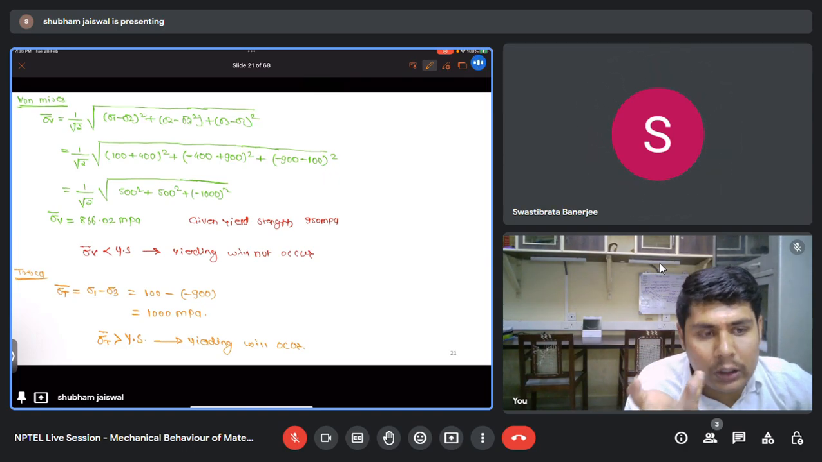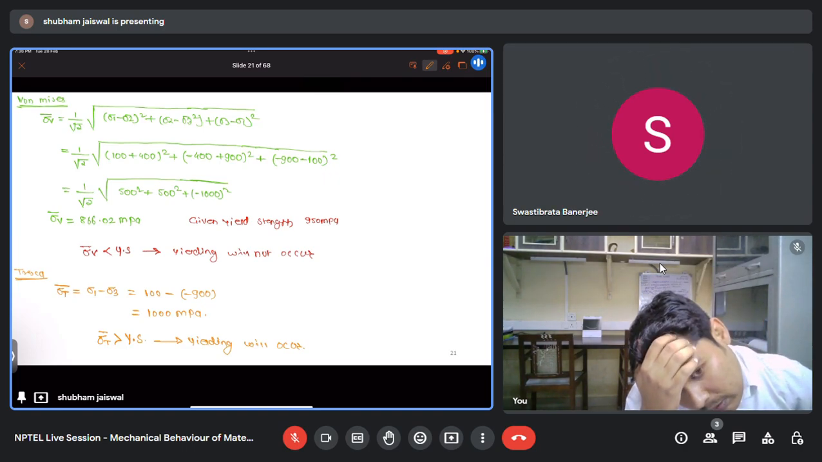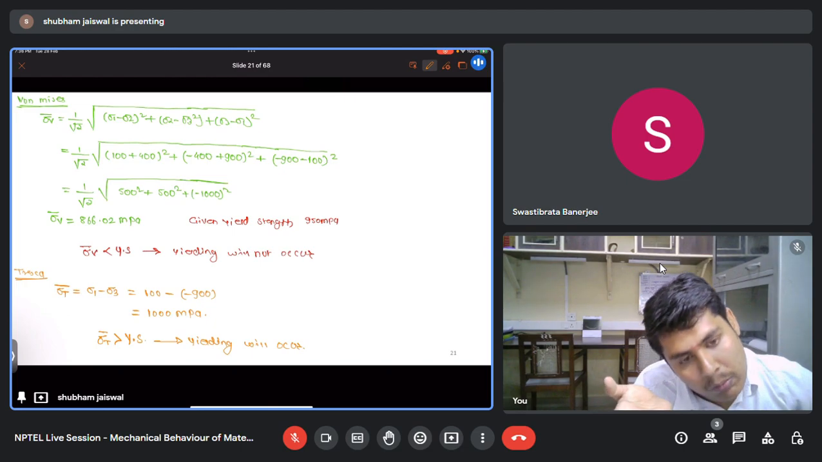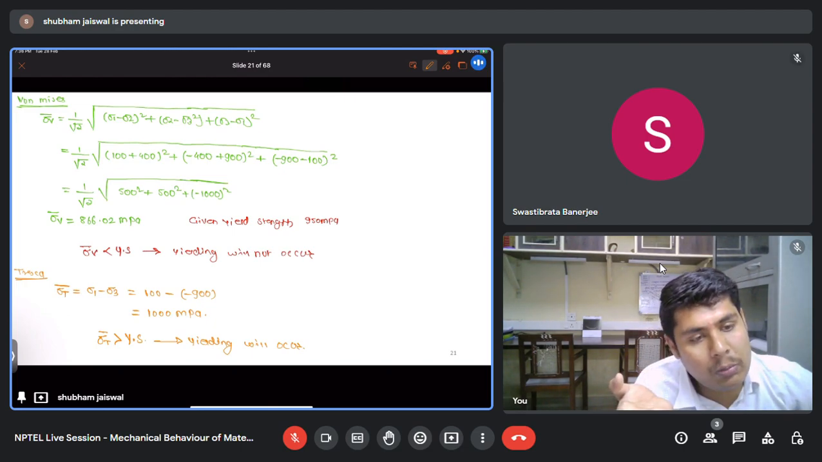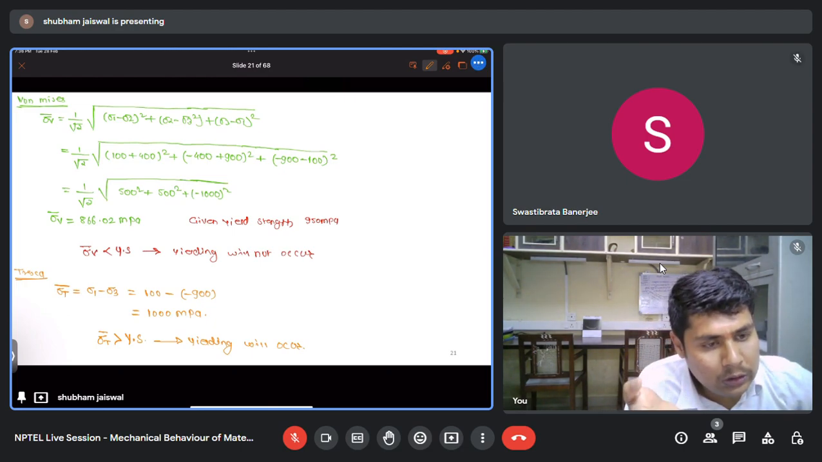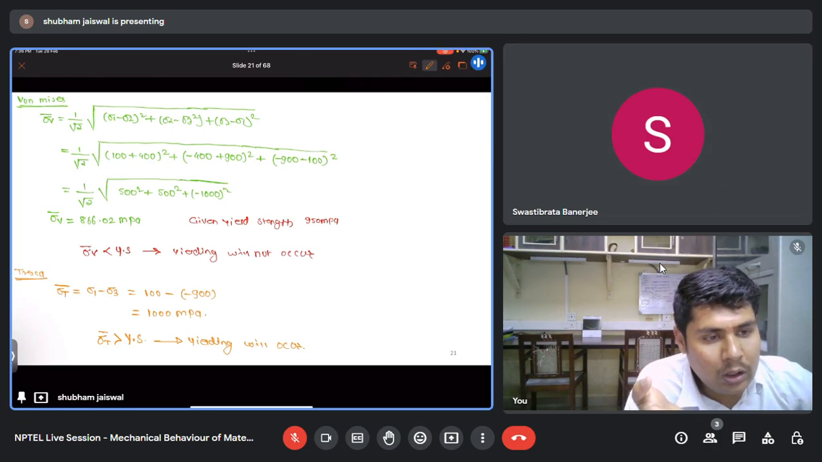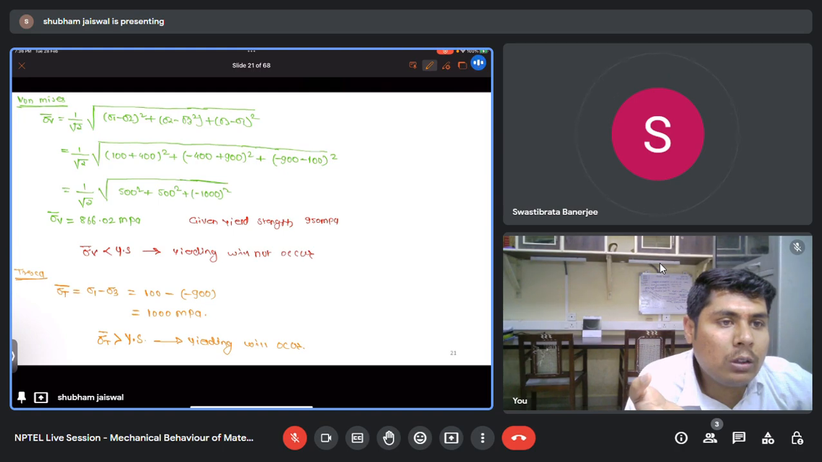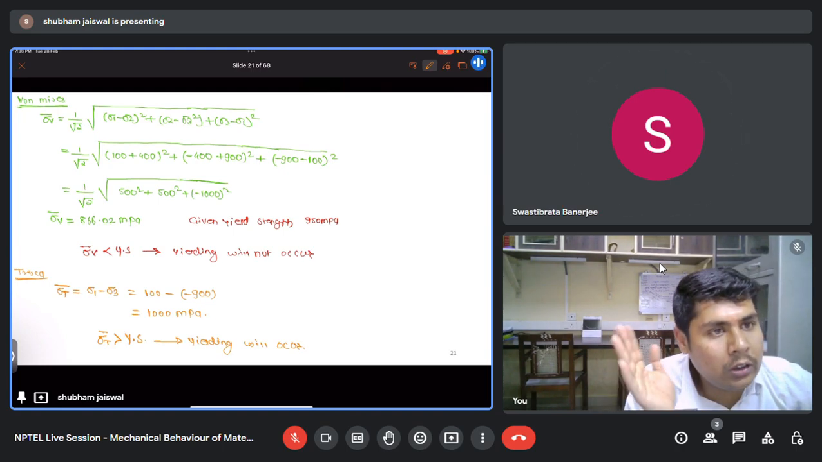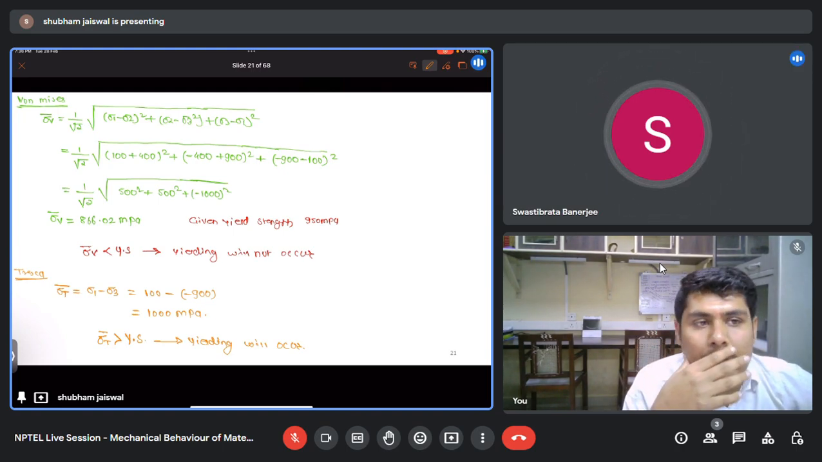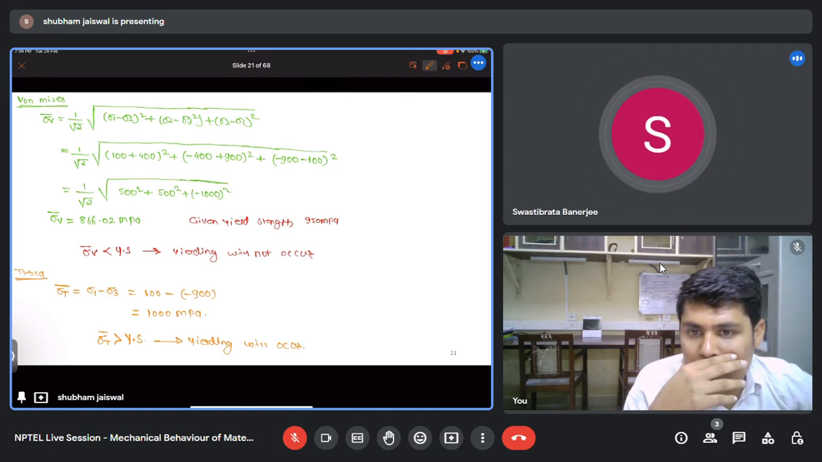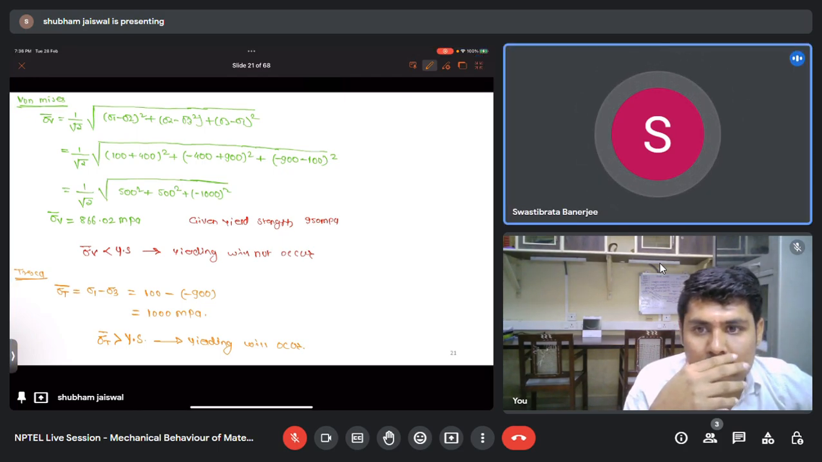So you can also use that equation: sigma x minus sigma y square plus sigma y minus sigma z square plus sigma z minus sigma x square plus 6 times tau xy square plus tau yz square plus tau zx square, and then the square root of that equation. You can use that as well. Actually, I calculated from this equation and I got the same value. That's why I'm asking.